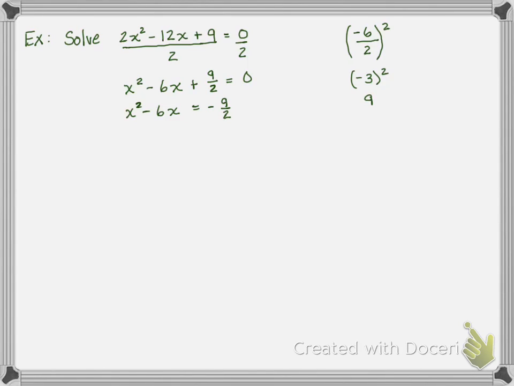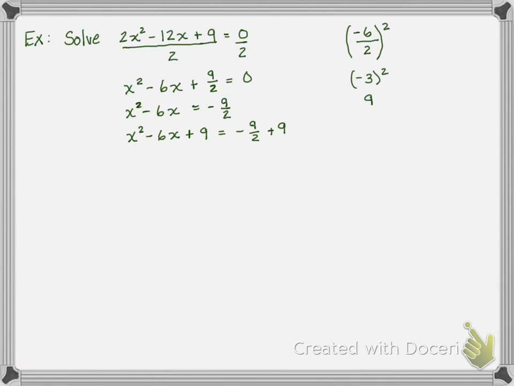Now, we don't change that 6. We're not dividing negative 6x by 2. What we already have stays exactly the same. All we're doing is using that negative 6 to figure out what number we add to both sides. We don't actually change that negative 6x. So we found 9. We'll add that to both sides. So x squared minus 6x plus 9 equals negative 9 halves plus 9.